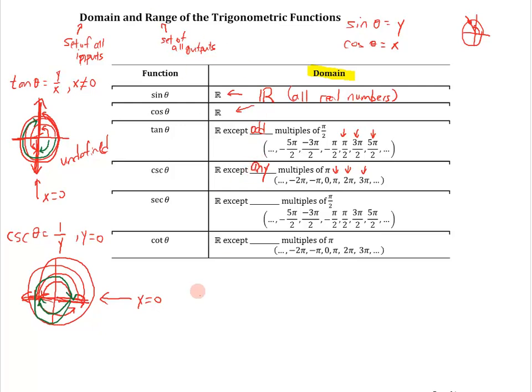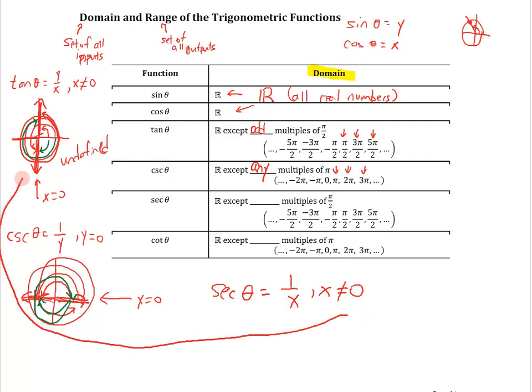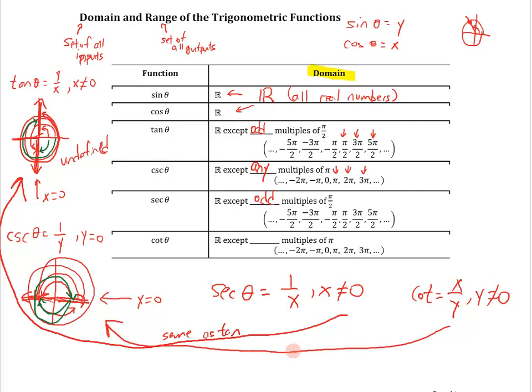Secant of x, moving on to the next one, remember secant of theta is 1 over x, which means x can't be 0. Now, because we've already done that, we actually can just reuse the information we got from tangent. Any odd multiples of pi over 2 are going to be undefined for secant, so you would have all real numbers except odd multiples of pi over 2. And then cotangent, which is x over y, means y can't be 0. So that's the same as cosecant, meaning any multiple of pi would give us a problem.